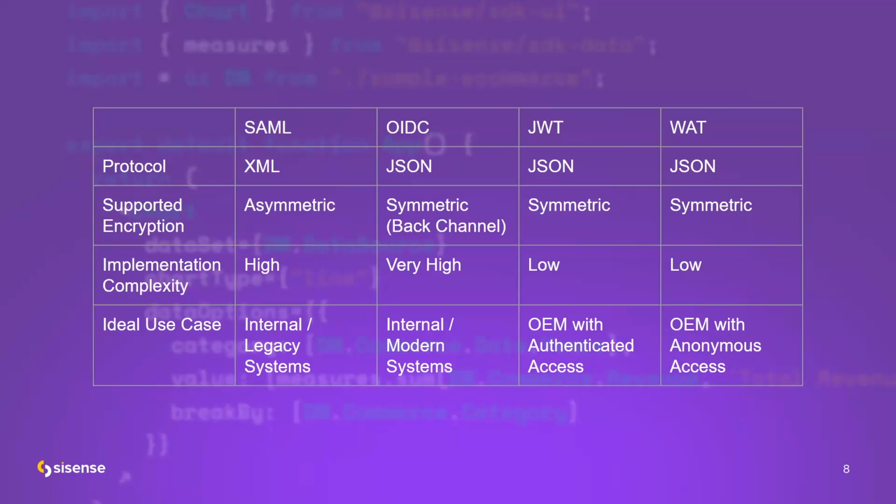And the real split is between internal and OEM use cases. SAML and OpenID Connect are going to be great if this is just internal, where we're authenticating your peers or your employees within a single identity provider, whereas JWT and web access tokens are going to be great for the external.